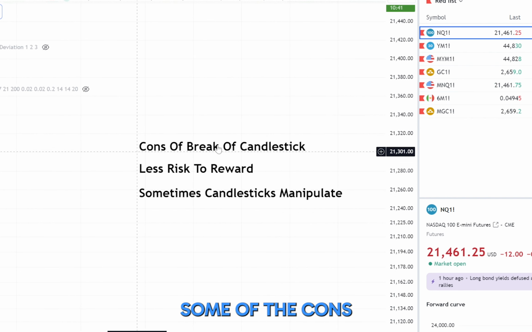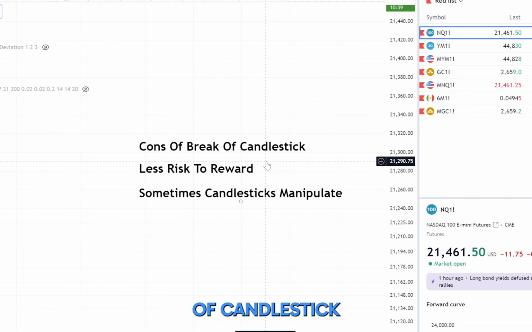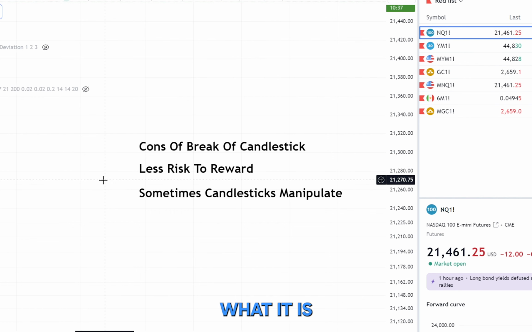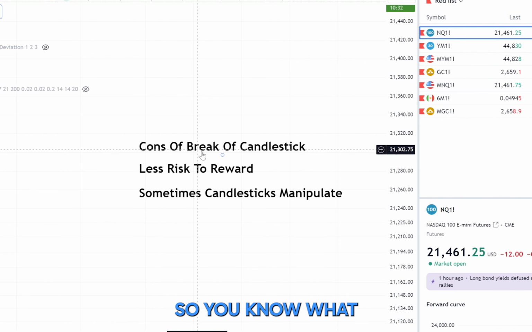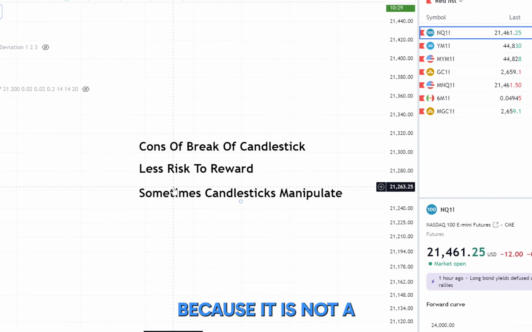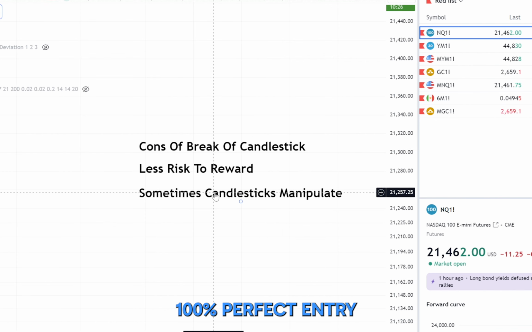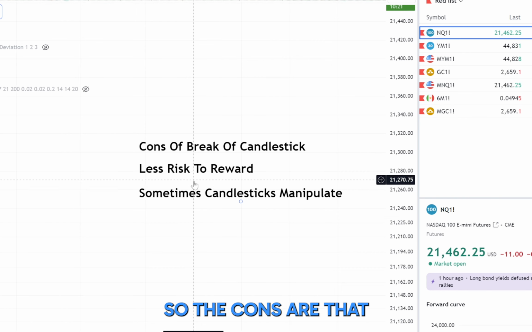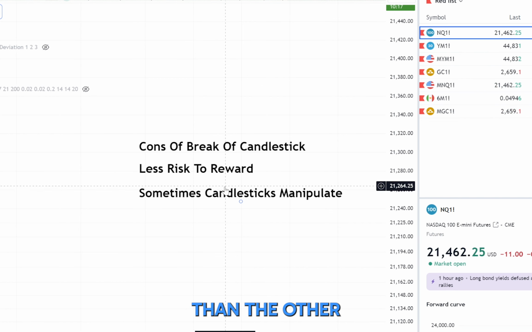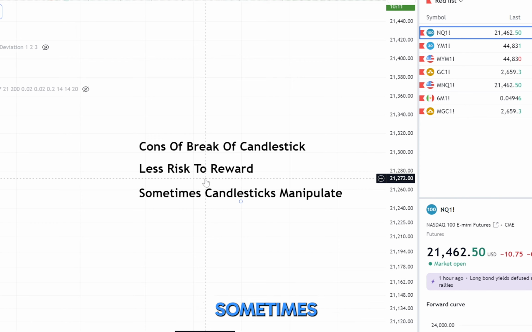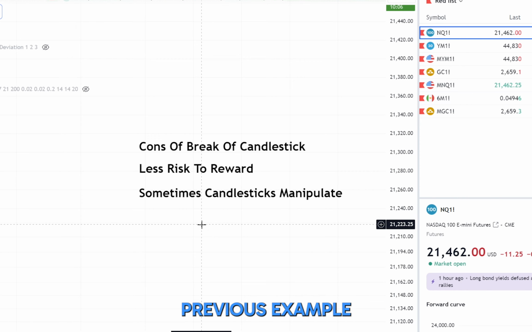Now, here are some of the cons of break of candlestick. We've gone over what it is, how to do them on the charts. Now I have to show you guys the cons so you know what to look out for, because it is not a 100% perfect entry, but it is an easy entry. So the cons are that it gives you less risk to reward than the other entry models that I'm going to go over. And next, sometimes the candlesticks manipulate, as we saw from our previous example.